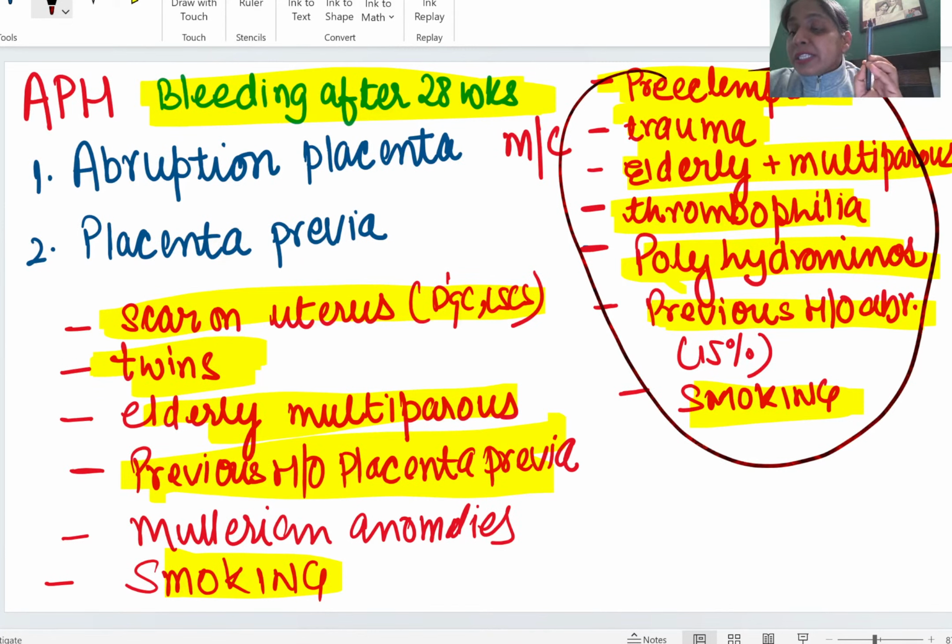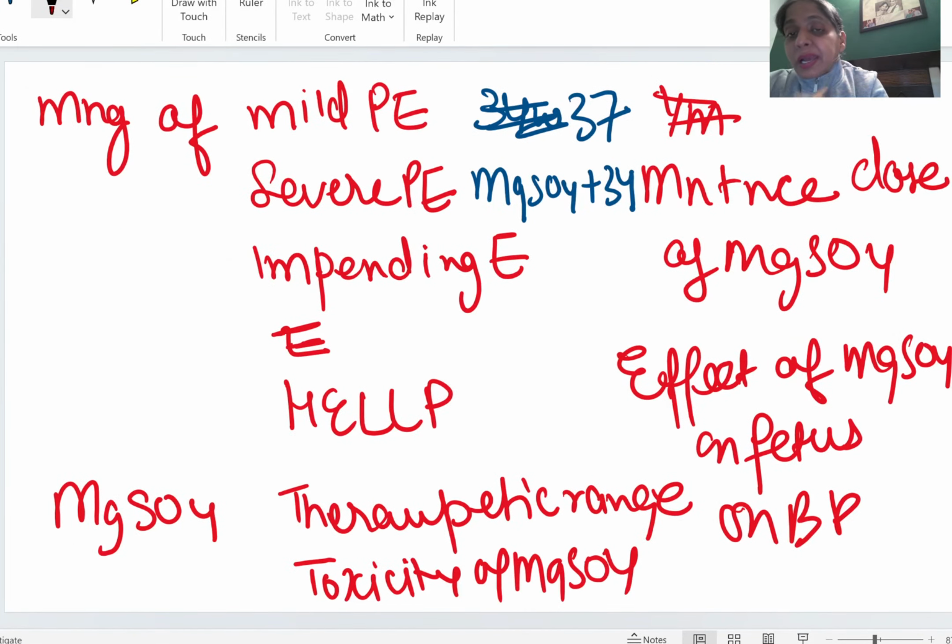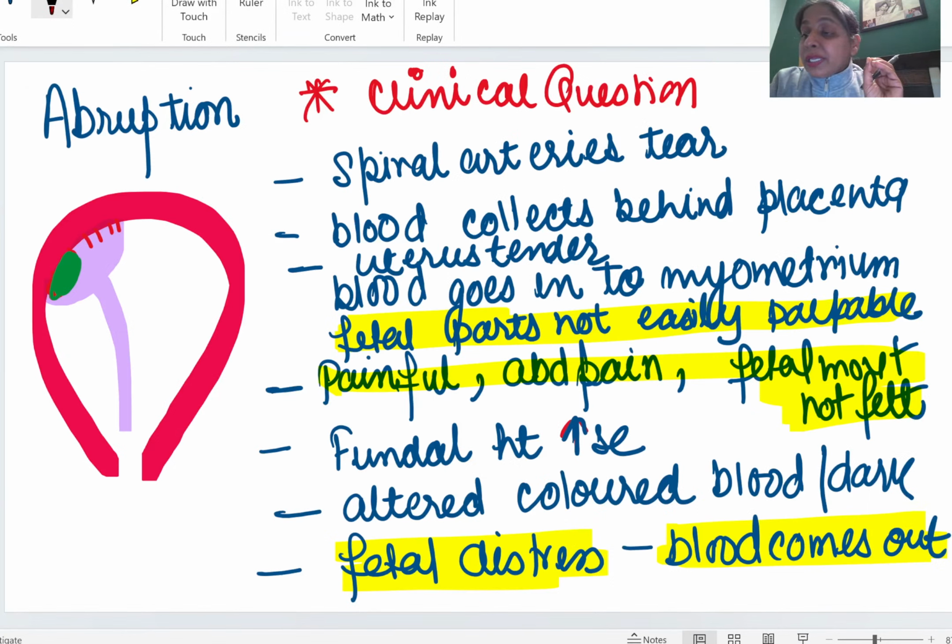So which disease is more common? Abruptio is more common or placenta previa? Abruptio is more common, right? So now let us study abruptio. Now in abruptio, we are expecting the clinical questions.